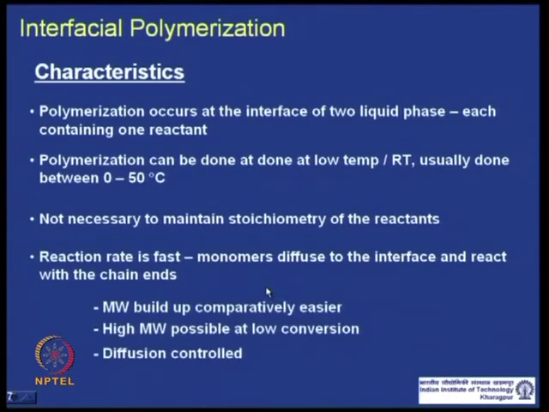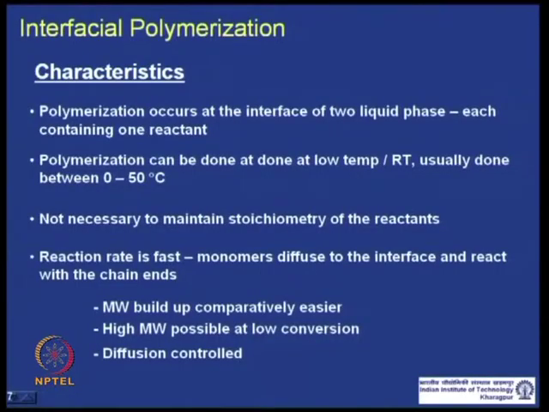So, what is the outcome? That molecular buildup is much easier, because as soon as the monomers diffuse from the bulk to the interface, they react with the chain end and the chain grows one after another. In the normal linear polycondensation case, you have dimer, trimer, tetramer, and it grows slowly. But in this case, the monomers come by diffusion to the interface and react with the chain end. So, the chain grows in size, and it is comparably much easier to build molecular weight.